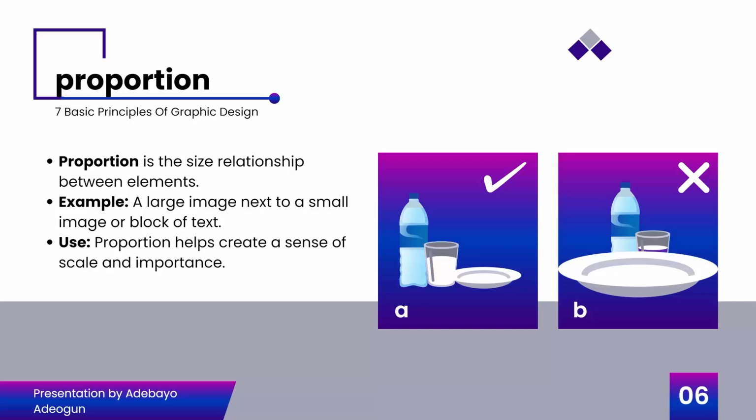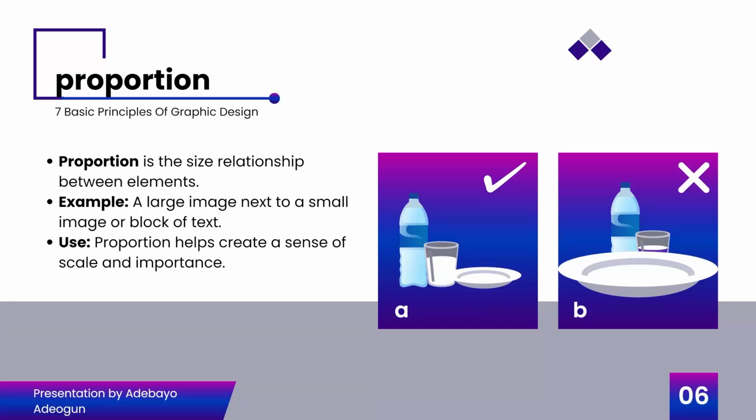Proportion is the size relationship between elements. You can see that we have this element here. There is a constant relationship between them. We do not bring it this way, not making this one bold. You want to make everything big? No, no. You get to give them proportions. You tend to assign a proportion to them.